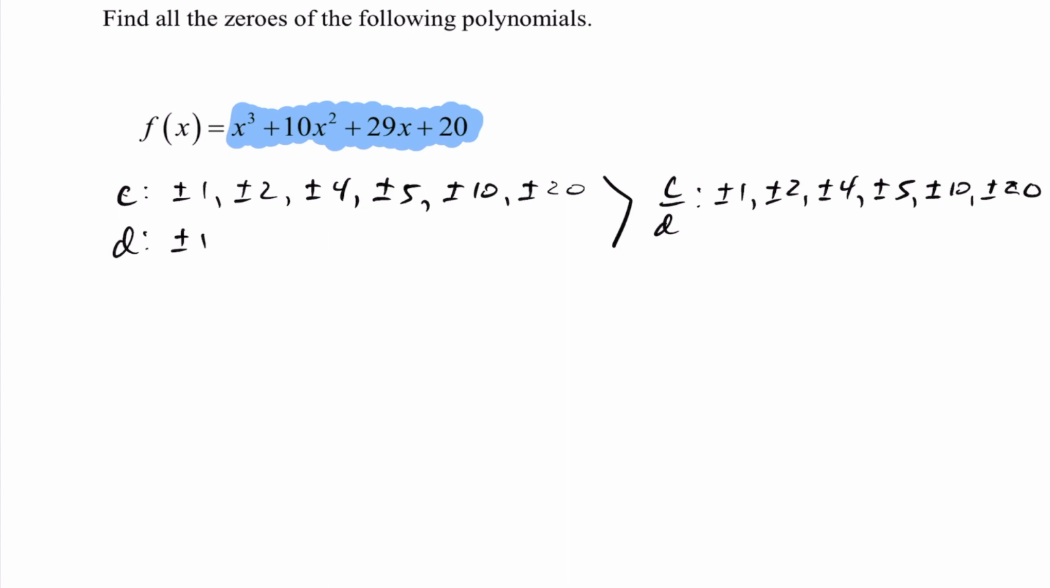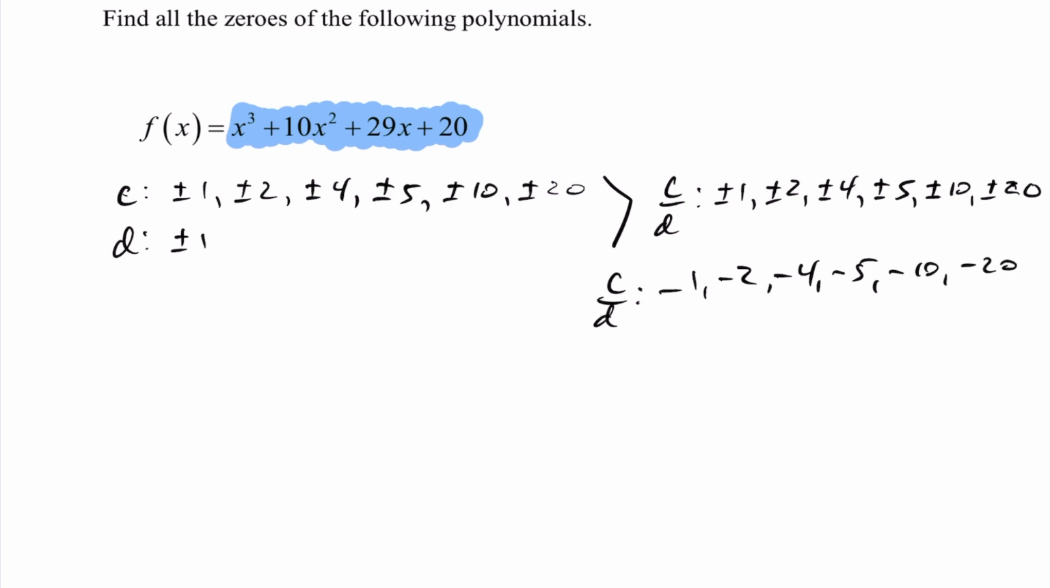You'll make the quick observation here that we're summing all of these values, and we're adding a positive 20 at the end. So we know that if I sub in any positive number here, there's no way that that's going to go to 0. So therefore, we can reduce the list to just be the negative values. So the possible rational roots are -1, -2, -4, -5, -10, and -20.